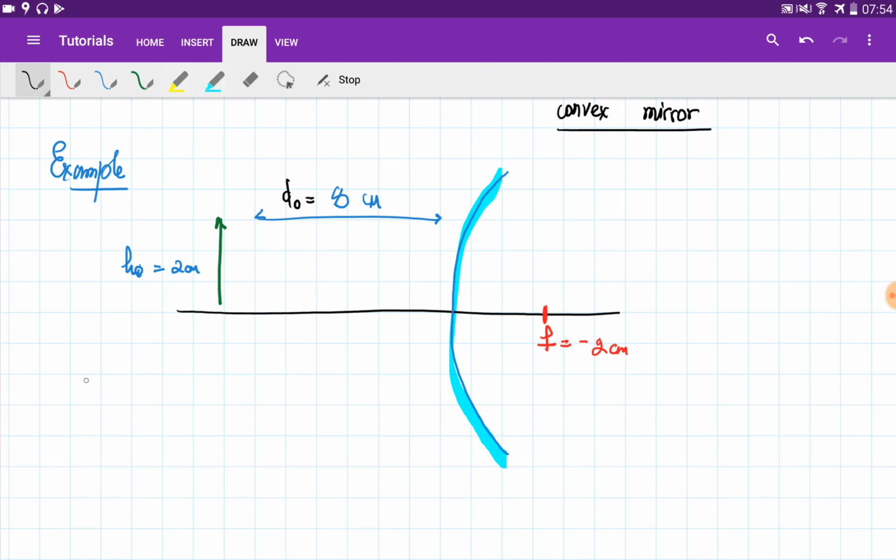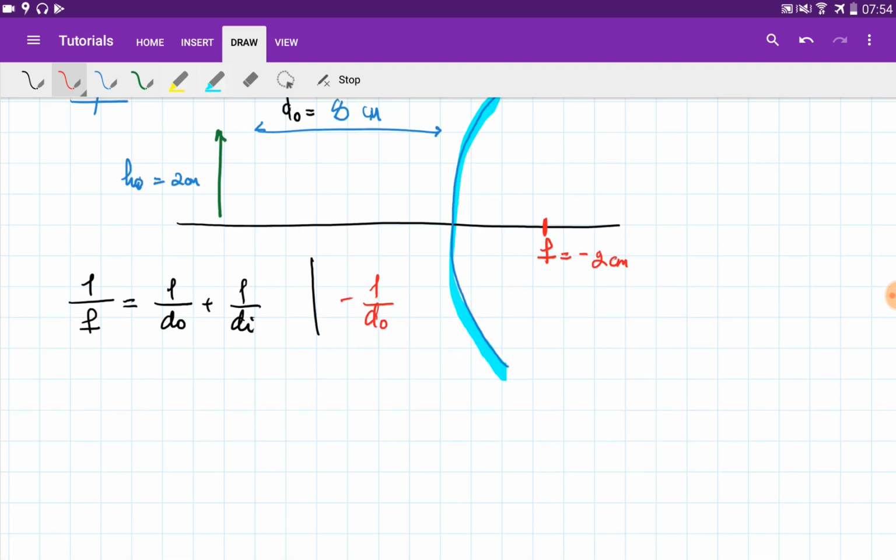First of all, we're going to find the distance between the image and the mirror, right? So in order to find this, we need to use the mirror equation. It's going to be 1 over f is equal to 1 over do plus 1 over di. We need to subtract 1 over do from both of the sides of this equation. What we'll get is 1 over f minus 1 over do is equal to 1 over di. So let's put everything together here. It's going to be minus 1 over 2, because the focal distance is going to be negative 2, minus 1 over 8. It's equal to 1 over di.